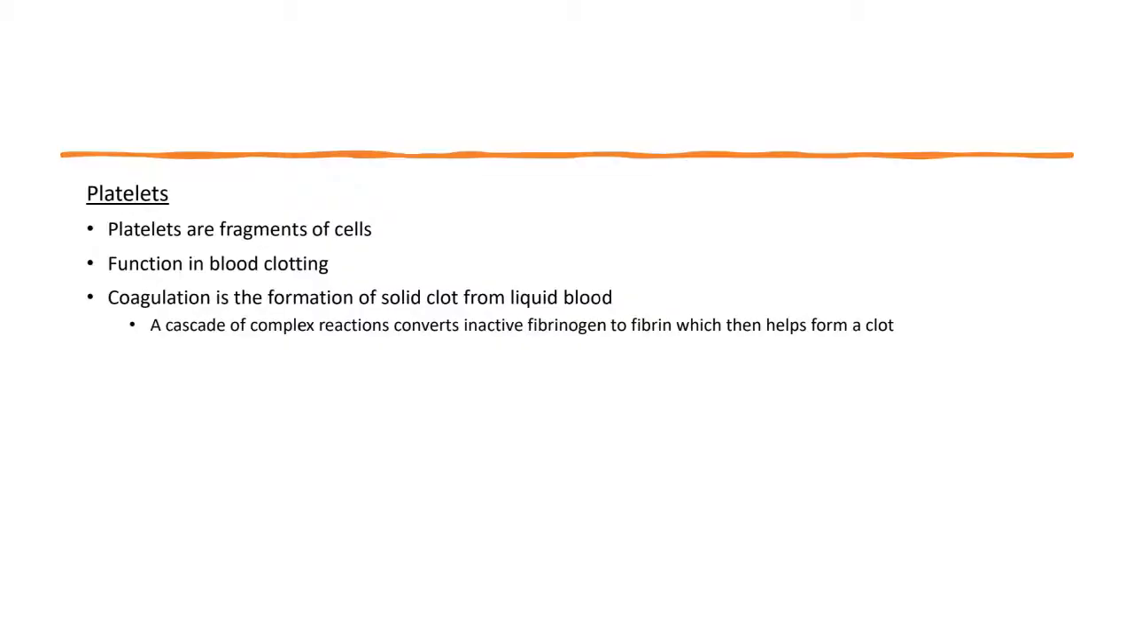Platelets are cell fragments. They function in blood clotting. Coagulation is the formation of a solid clot from liquid blood, okay? And there's a cascade of complex reactions that converts inactive fibrinogen to fibrin, which helps to form a clot. I want you to know here, what is a clot? It is pretty much platelets plus fibrin, called fibrin mesh, okay? And I'll show you that in a second.